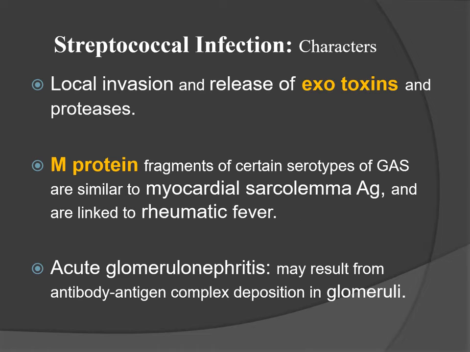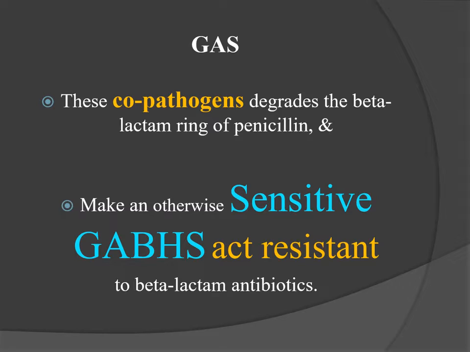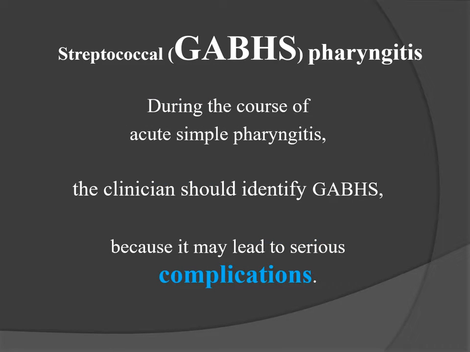Streptococcal pharyngitis. What is streptococcal pharyngitis? A streptococci throat swab proves that it is strep, and pharyngitis means acute inflammation of the mucous membrane of the pharynx and surrounding lymphoid tissues due to strep. So in every case of pharyngitis, we have to know whether it is strep or not, to avoid the complications.